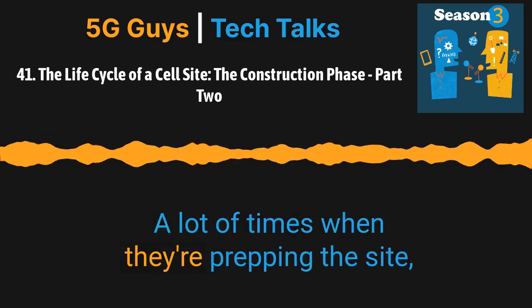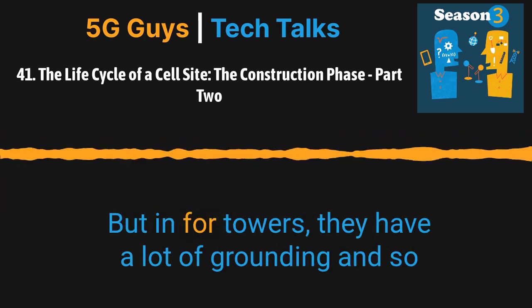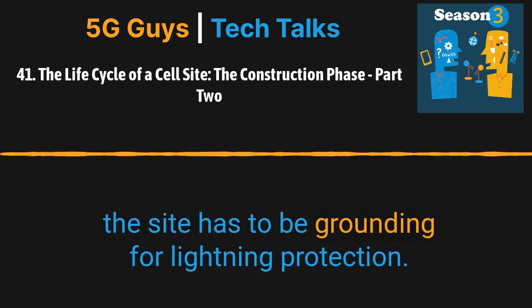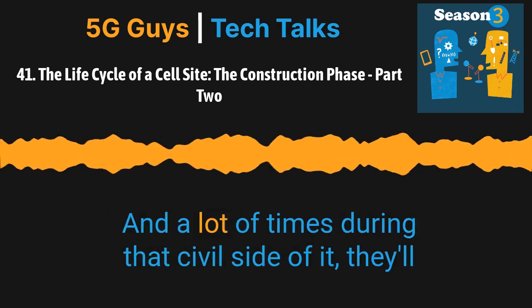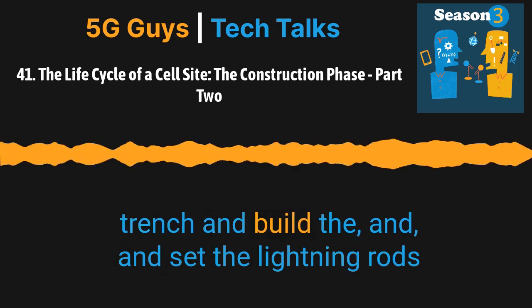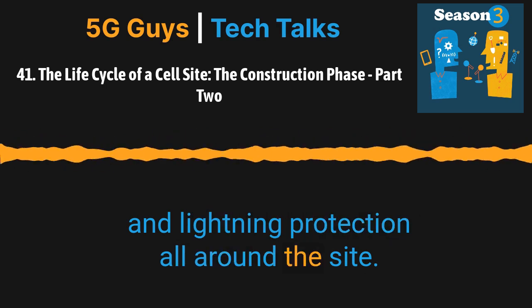A lot of times when they're prepping the site, a part that we haven't talked about much, for towers, they have a lot of grounding. The site has to be grounded for lightning protection. And a lot of times during that civil side of it, they'll trench and build and set the lightning rods and lightning protection all around the site.